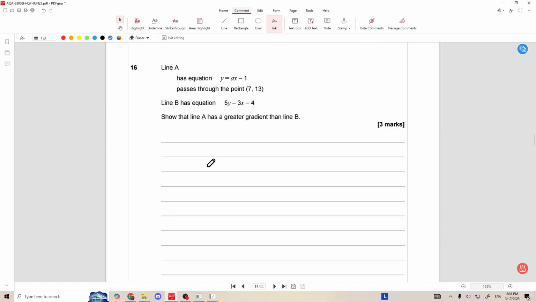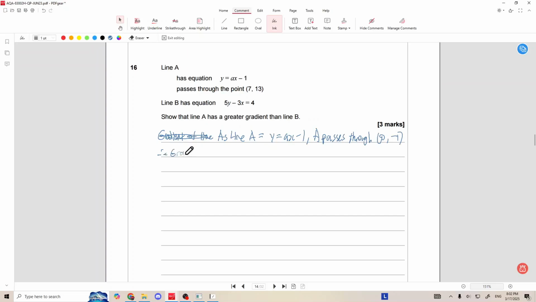Line A has equation y equals ax minus 1, passes through the point 7, 13. Line B has equation 5y minus 3x equals 4. Show that line A has a greater gradient than line B. Okay, so first of all, line A is y equals ax minus 1, so it passes through 0, minus 1, because if x is 0, y is minus 1. That just cancels out the ax.